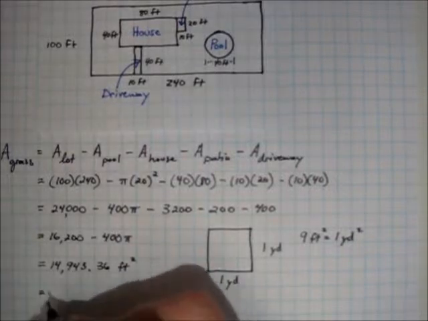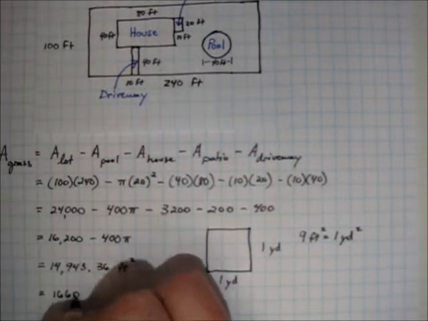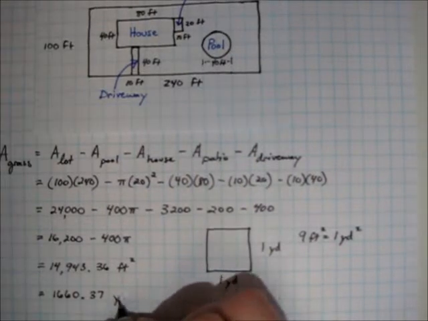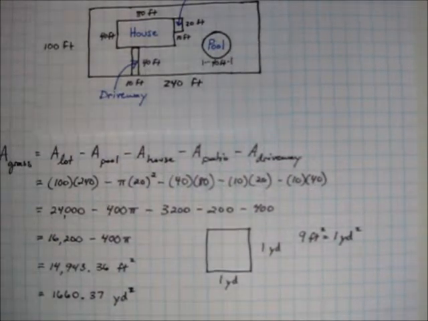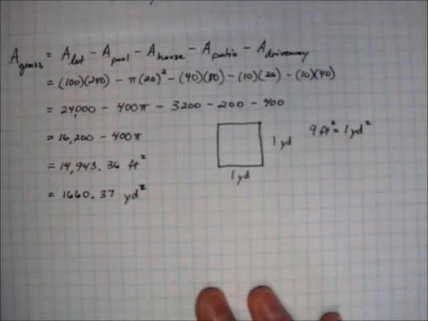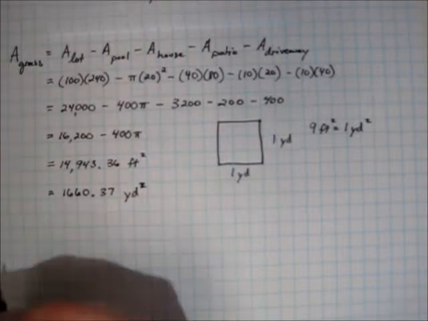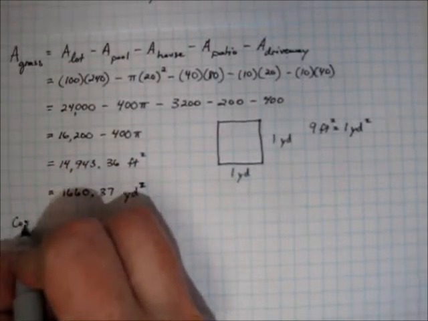And after you do that, we get 1660.37 square yards. So 1,660.37 square yards. And now I can finally get to the ultimate question of here, the cost.